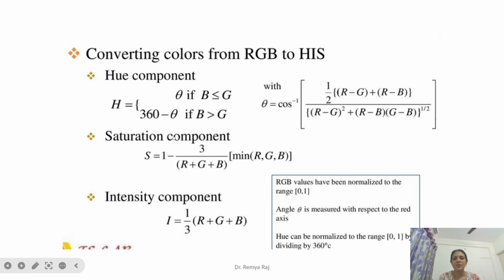The saturation component can be obtained by S is equal to 1 minus 3 divided by (R plus G plus B) times the minimum of R, G, B. And the intensity component we can get from I is equal to 1/3 (R plus G plus B).